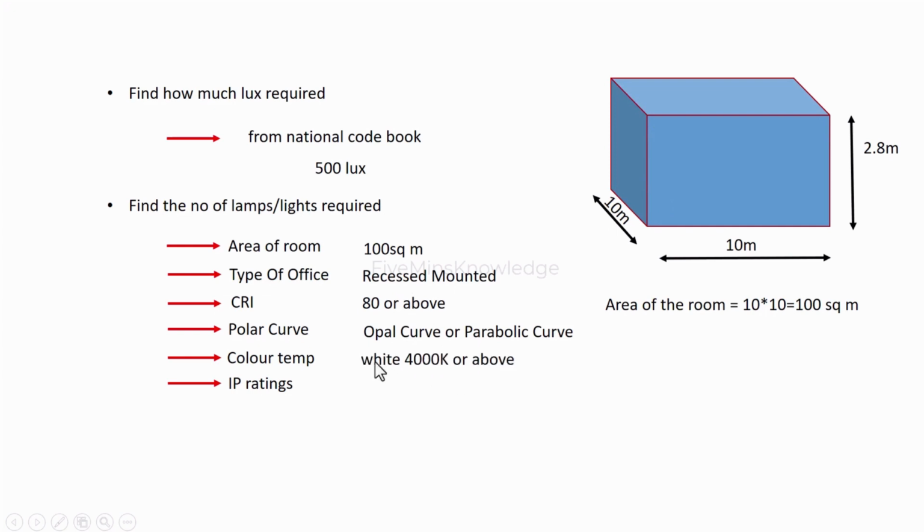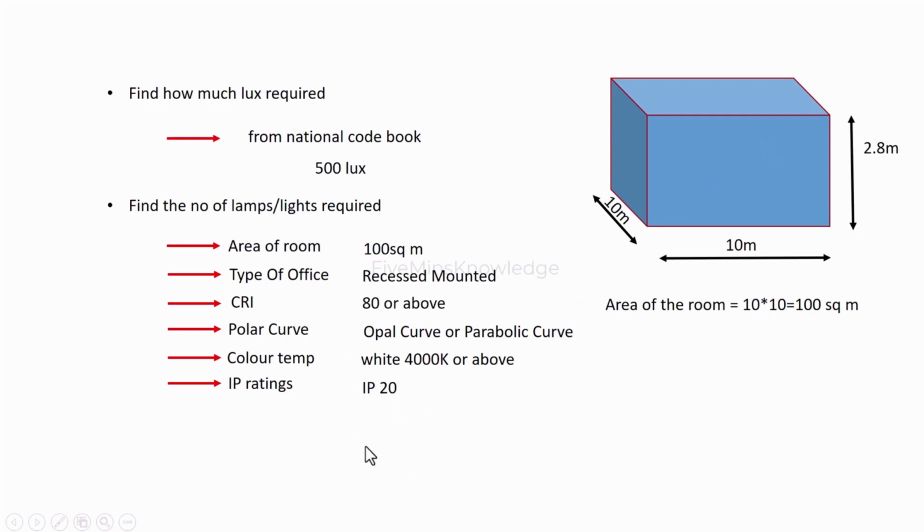Color temperature should be white, that is 4000 minimum, and IP rating, as there is no risk of having water or moisture inside office, so we'll choose IP20. You can choose more than IP20, IP43 also, but that is not required. The cost will be higher in that case. And now we have different companies that produce the lights. So we will choose any one of the companies as per availability at your place, and depending on these factors, we will choose a particular light.